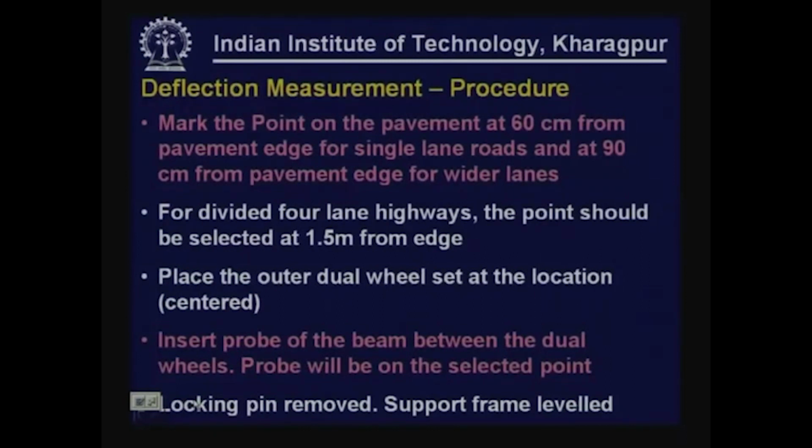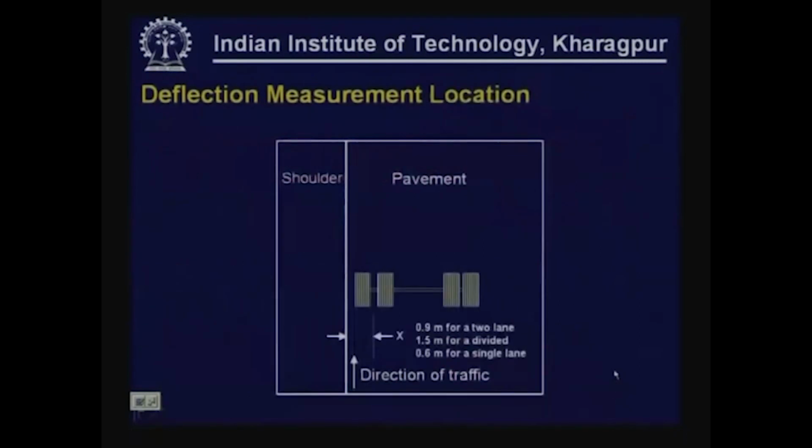The locking pin, this is a pin that was shown in the previous diagram, will be removed so that the beam is free to rotate about the hinge. The support frame has to be leveled. This sketch here shows how to select the location of the points for measuring the deflections from the pavement edge: 0.6 meters, 0.9 meters, 1.5 meters for different types of facilities.